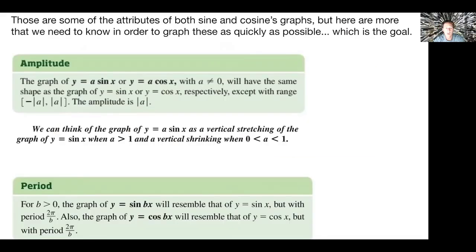So although those are some of the attributes that we definitely wanted to look at, and namely what we call parent graphs of each of those, we again want to be able to graph these as quickly as possible when they don't just give us the parent graphs of sine and cosine by themselves. So what if there's a number multiplied in front of either sine or cosine? What effect do you think that will have?